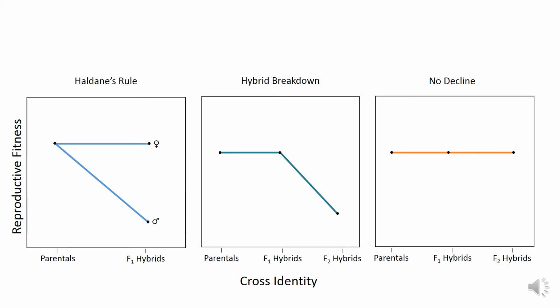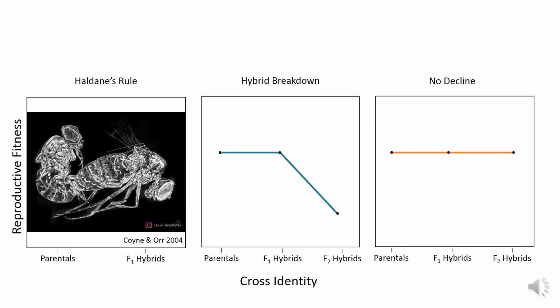What kind of fitness patterns might we expect from these populations? They may follow Haldane's rule, which postulates that the heterogametic sex tends to suffer a greater depression in fitness between populations undergoing post-zygotic reproductive isolation. In fact, this is especially relevant to Drosophila, where Haldane's rule is so ubiquitous amongst divergent populations that it is treated as a common diagnostic step in the progress to post-zygotic isolation.